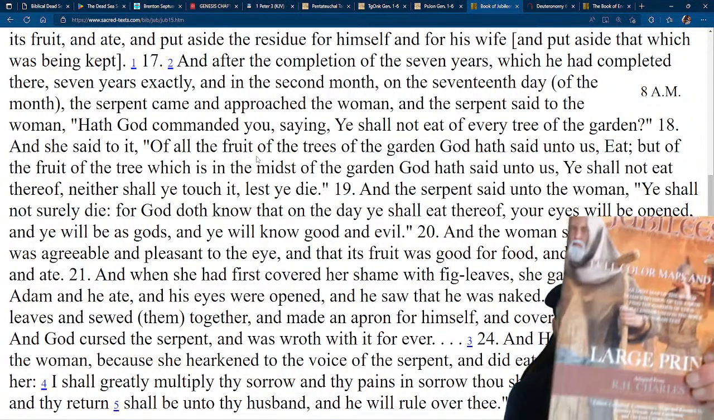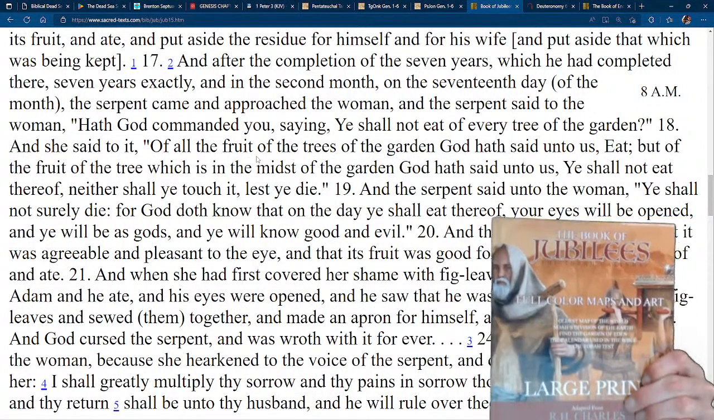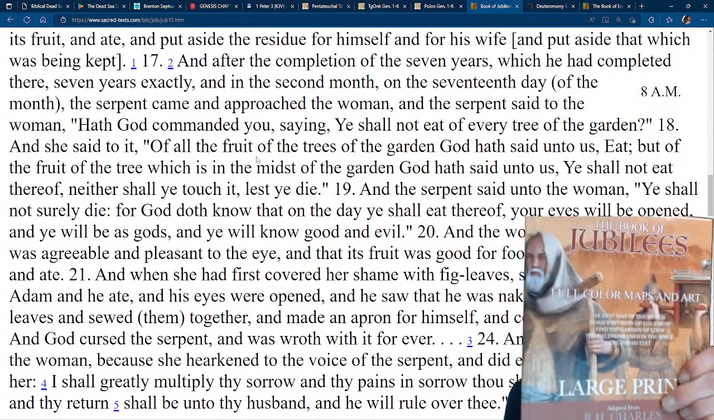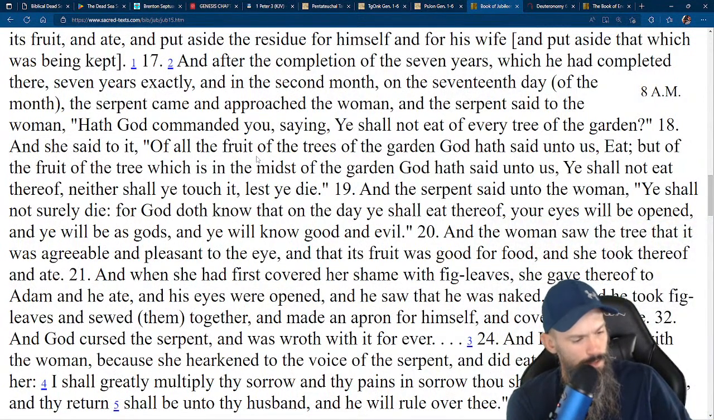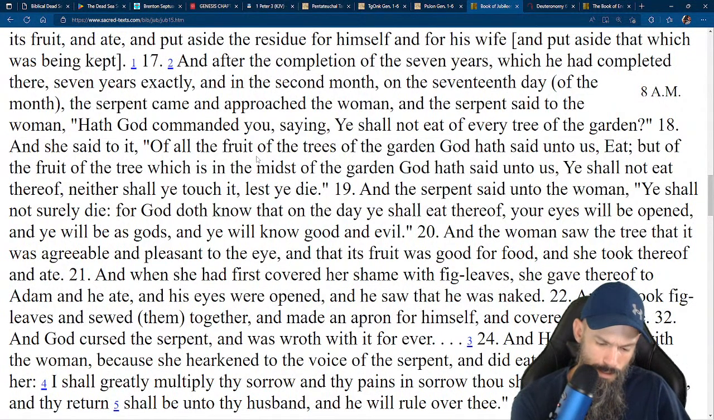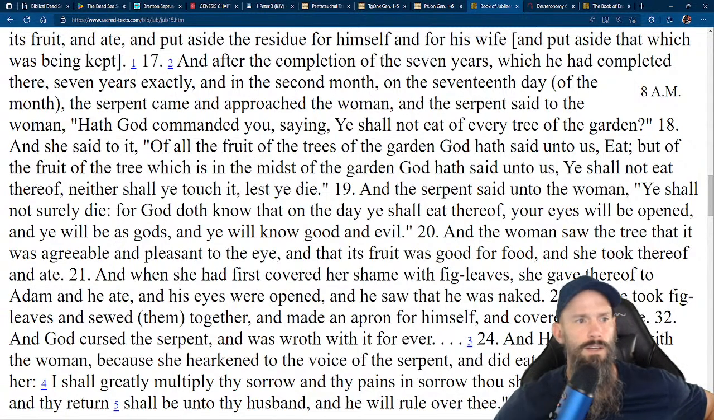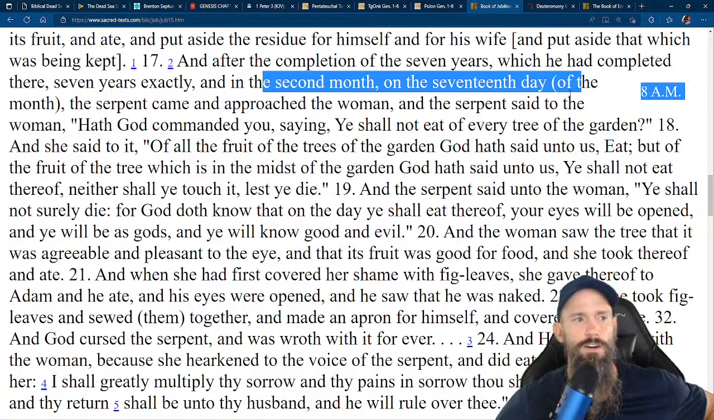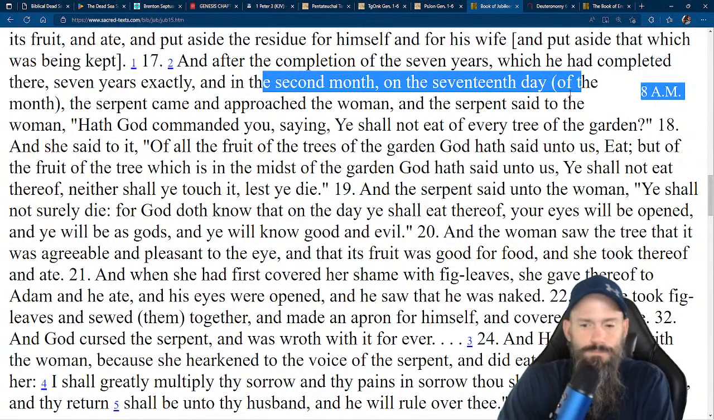Hello. Gotta have a backup. Jubilees. Very good. Should match Paradise in the Fall. Same day the ark was closed by Yahuwah. After the completion, second month, 17th day, the serpent came and approached the woman. So verse 17. Second month, 17th day. There it is. Yeah, good to have it back up.